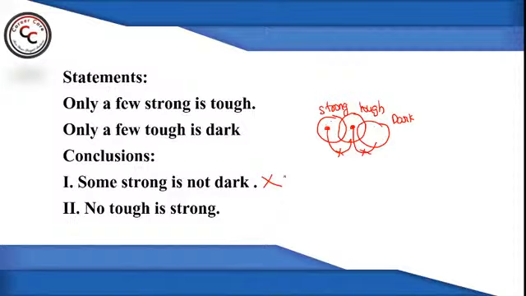Similarly, look at the second. What does the second say? Tough is strong. In between tough and strong, the relation is some. But here he has given as no. So some is different, no is different. That's why you can say this is also false.